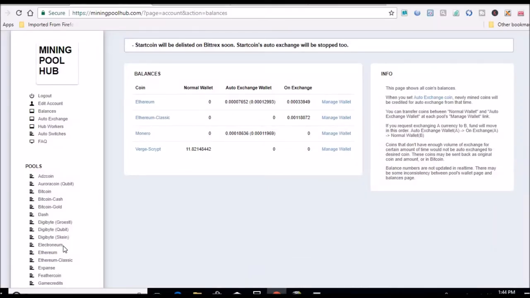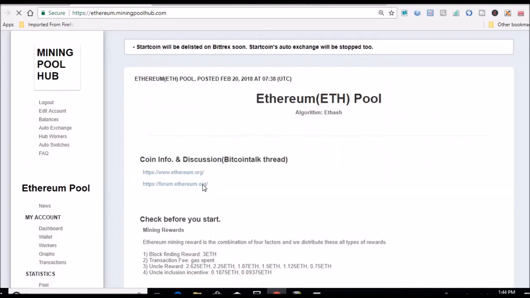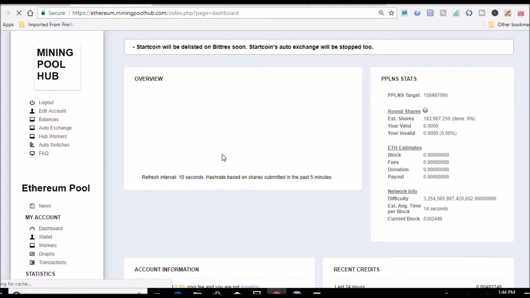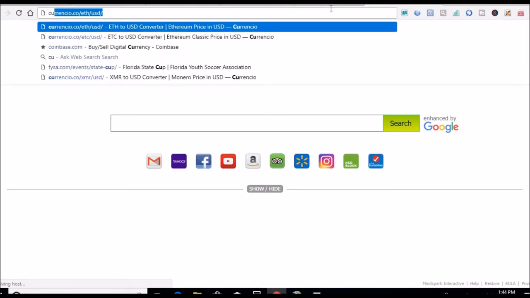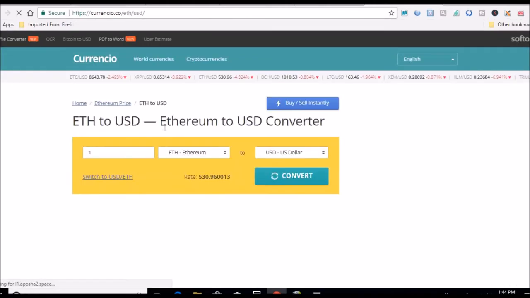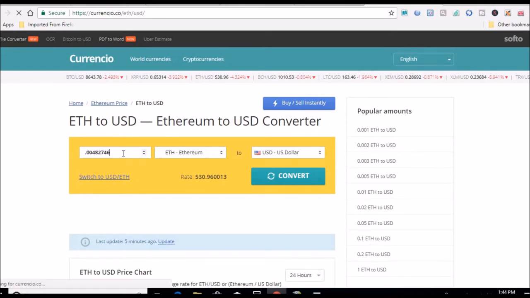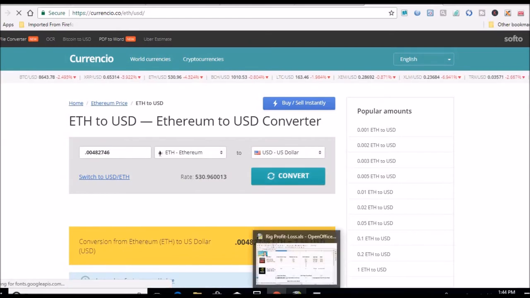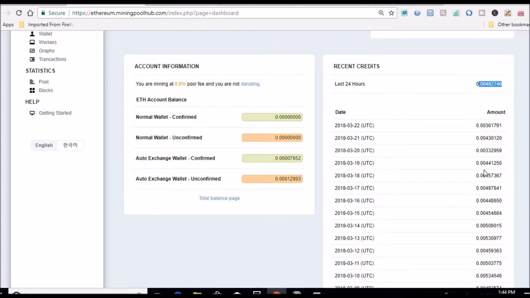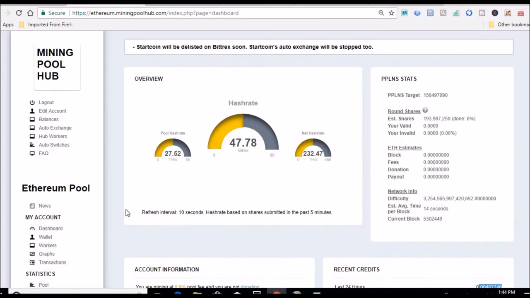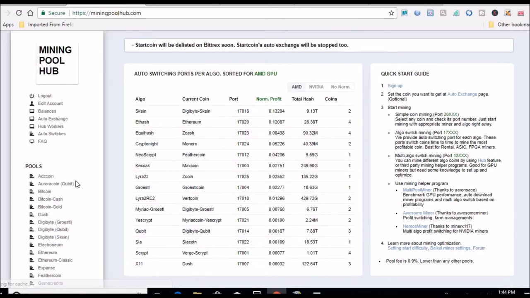All right, so let's head back over here. Figure out the 24-hour average. It's been switching back and forth between Ethereum Classic and Ethereum because I have it on the best coin to mine deal. So let's head over to Currencio. See what that Ethereum is, 24-hour average. $2.56. And let's head back over there and go back here, see what Ethereum Classic was.